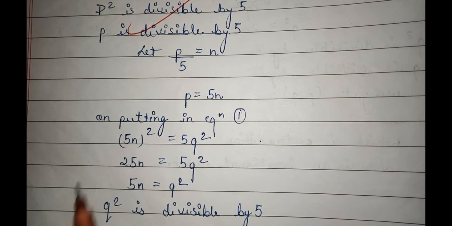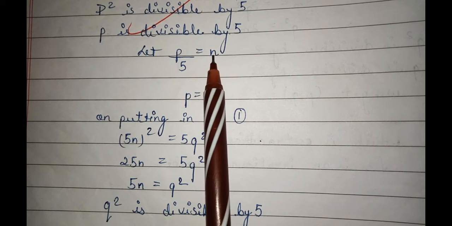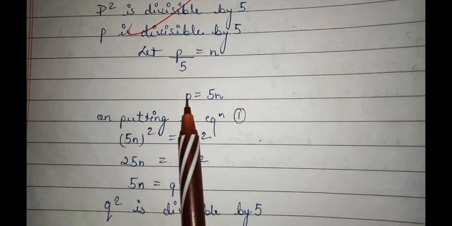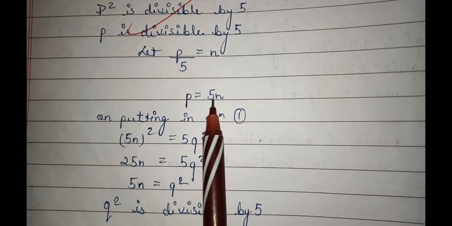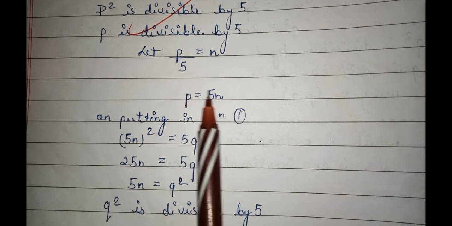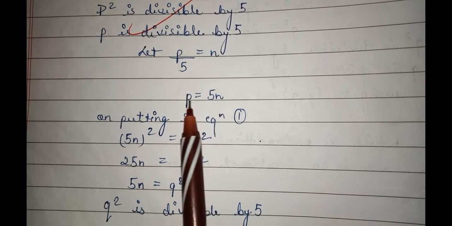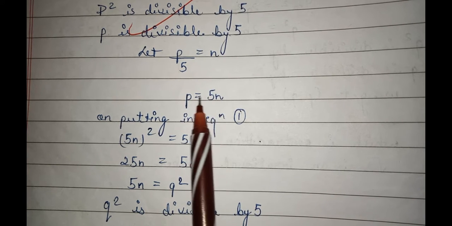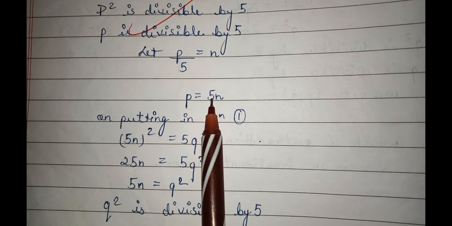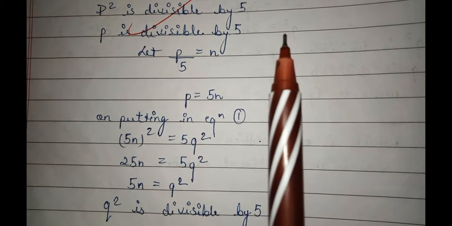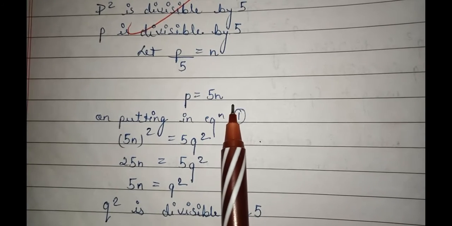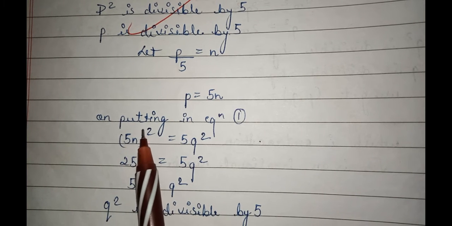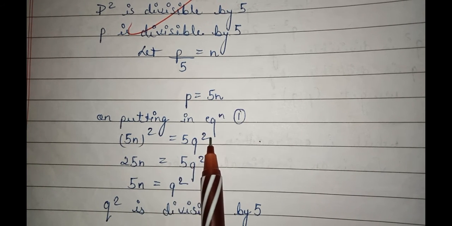So now we will consider p upon 5 as n. Okay. From here we will get p as a multiple of 5. Okay. p is equal to 5 into n, that is, p is a multiple of 5. Now on putting the value of p equal to 5n in the above equation 1, where p squared is equal to 5 into q squared, we get (5n) squared is equal to 5q squared.